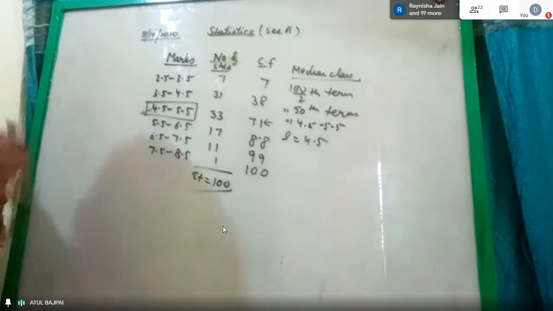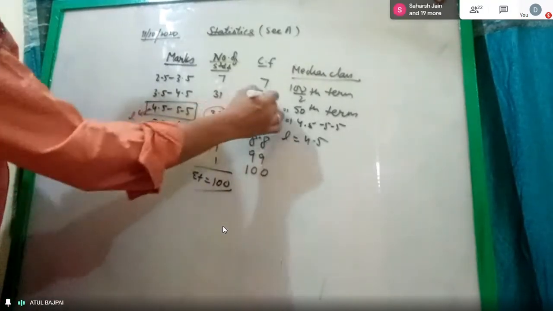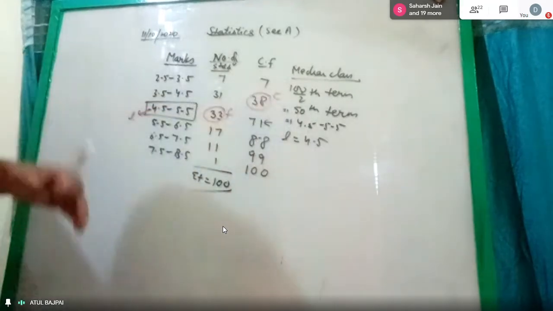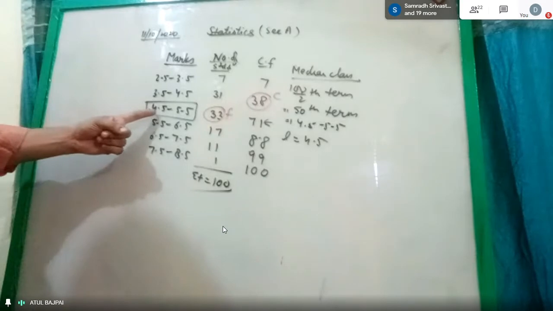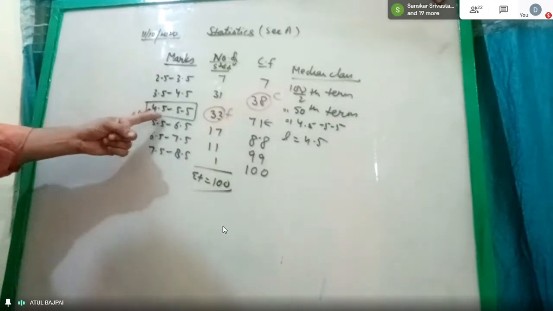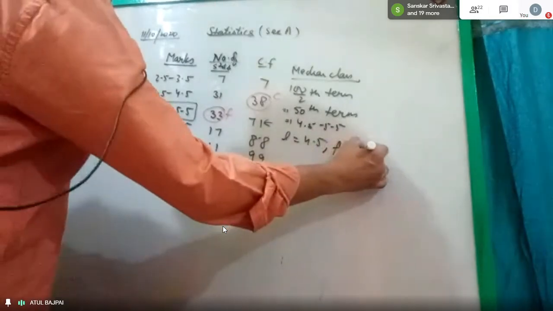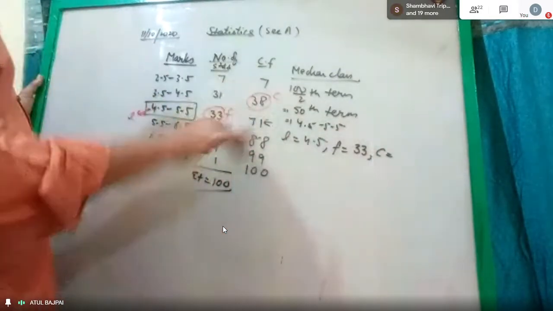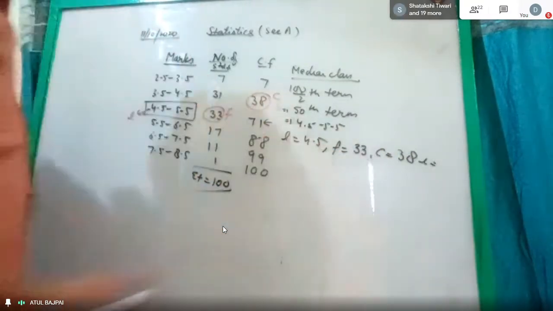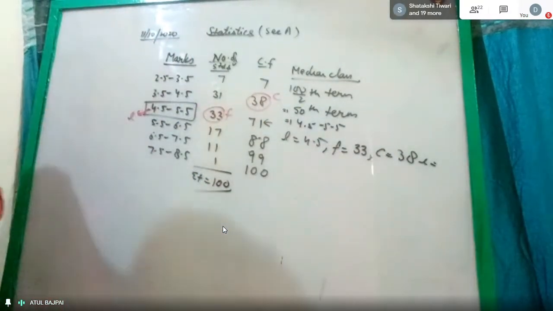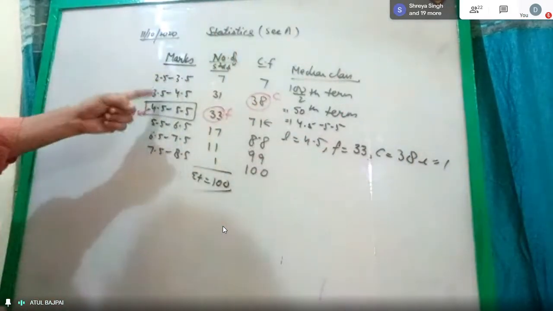Identification of L is clear. If you have done this, tell me, and I can move to the next one. I will try to find quartile also from here only. L is 4.5, the lower limit of the median class. F is the frequency of the median class. C is the cumulative frequency of the previous class, that is 38. And I, the difference. So I see the difference as 1. Check: 3.5 minus 2.5, 4.5 minus 3.5.